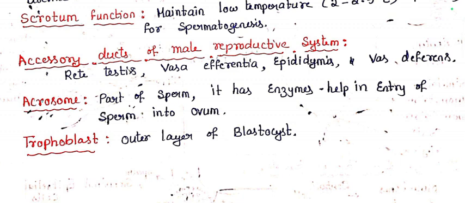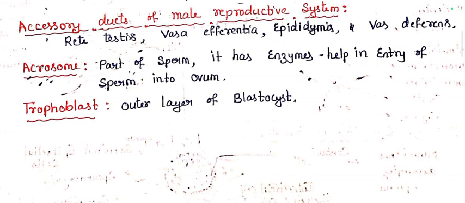Accessory ducts of the male reproductive system include rete testis, vasa efferentia, epididymis, and vas deferens. This order you must remember. And the acrosome is a part of the sperm that helps in the entry of sperm into the ovum because it has some enzymes. And trophoblast is the outer layer of the blastocyst.